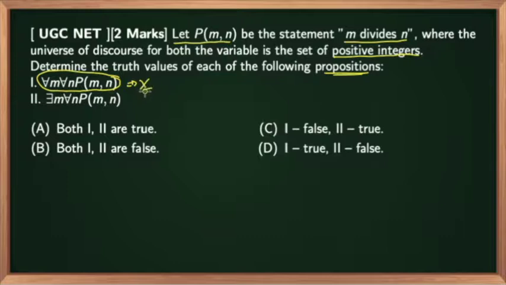Now this statement says there exists an m such that m can divide all n, right? So we have the set of positive integers. Okay, 0 is not there, remember. So it's given that there exists an m such that for all n, m divides n. So that's true if you take m is equal to 1, that means 1 can divide every number, right? So the second statement is true, first statement is false. So answer should be C.